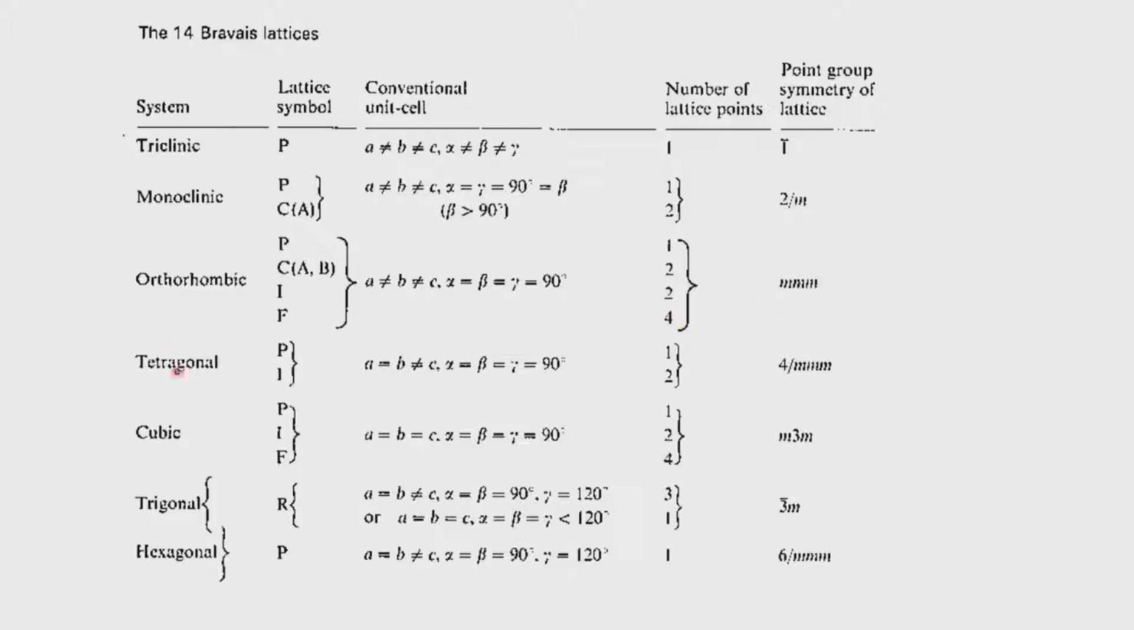So, we then go to the tetragonal system. In the case of the tetragonal system, because a is equal to b, it is a square lattice, we cannot have any independent centering associated with it.